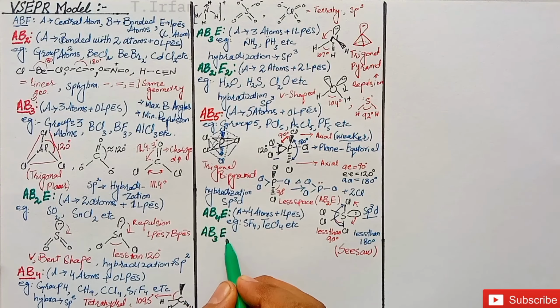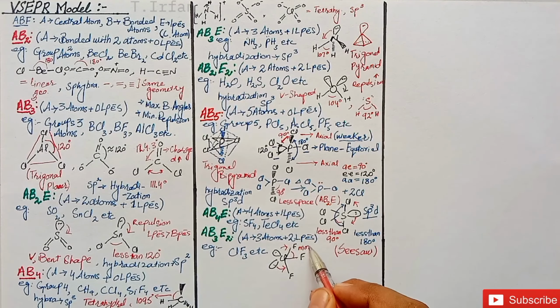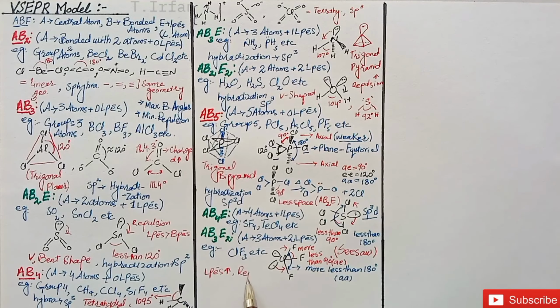AB3E2 system. This is a subsystem of the AB5 system. Here is the central atom which is bonded with 3 other atoms and having 2 lone pair electrons. For example, the ClF3 molecule belongs to this group. This is the geometry of the ClF3 molecule. Here the central atom has 2 lone pair electrons which cause greater repulsion, so the bond angle becomes more or less than 90 degrees between axial equatorial bond and more or less than 180 degrees between axial bonds. So we can summarize: as the number of lone pair electrons increases, the repulsion increases, and the bond angle decreases. The electronic geometry of this molecule is trigonal bipyramid, and the geometry of this molecule is T-shaped. And the central atom is again sp3d hybridized.